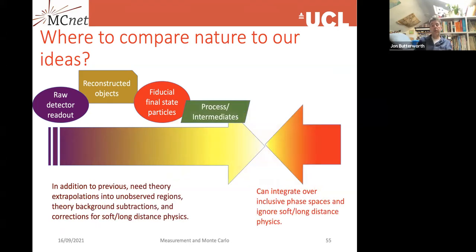So you may want to go further. You may want to subtract the process or some intermediates. For instance, vector boson fusion is an example of that. And the advantage is that the theory only needs to calculate that one process. It doesn't need a completely inclusive calculation, and it doesn't necessarily need to apply the phase space cuts. So you can extrapolate to the full phase space, and ignore and integrate over some bits of the physics that are difficult to calculate, for example.